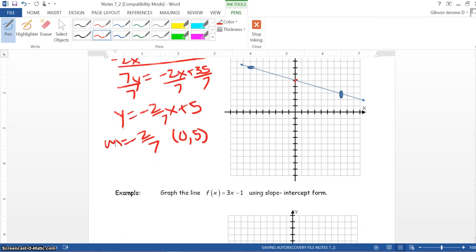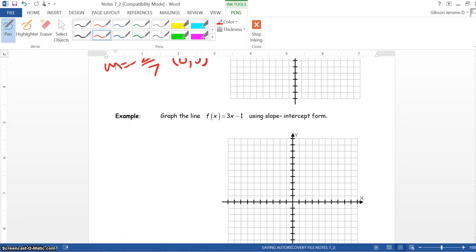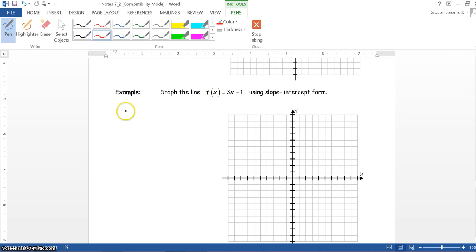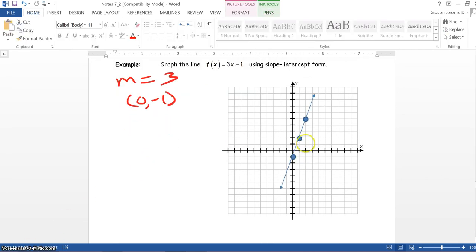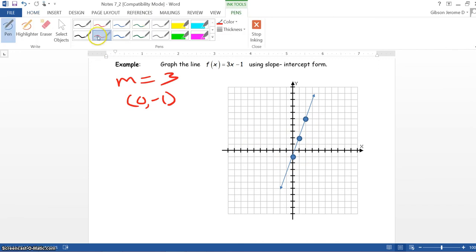Now we come down here to this next problem. This is already in slope-intercept form. Our slope here would be 3, and our y-intercept would be (0, negative 1), and we will plot those points. Now I took the liberty of plotting those points, but one thing we have to remember is this here.